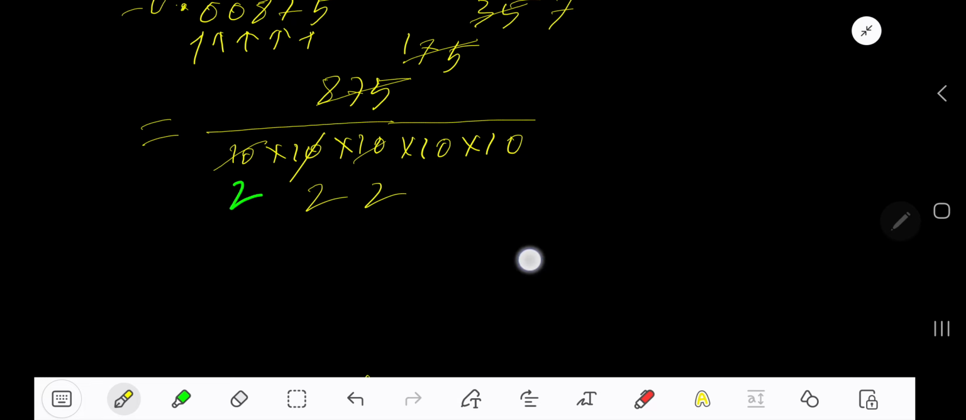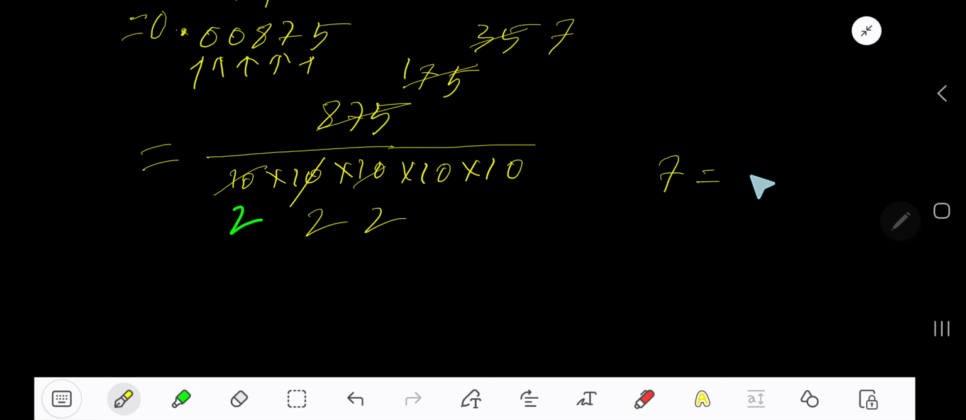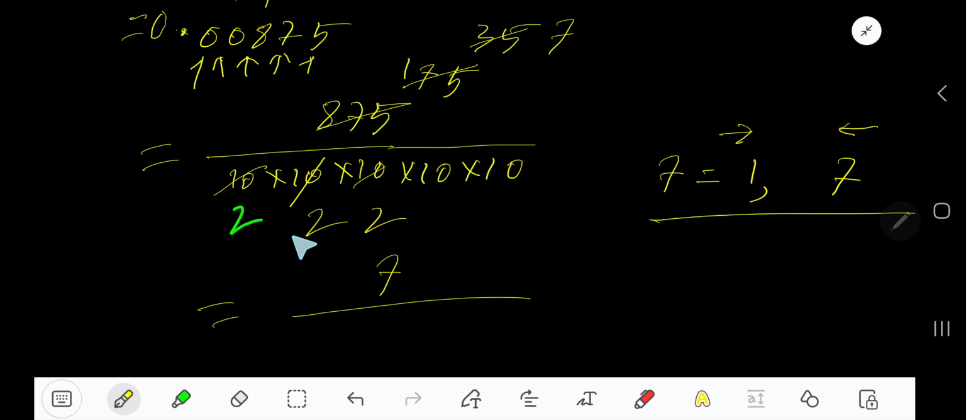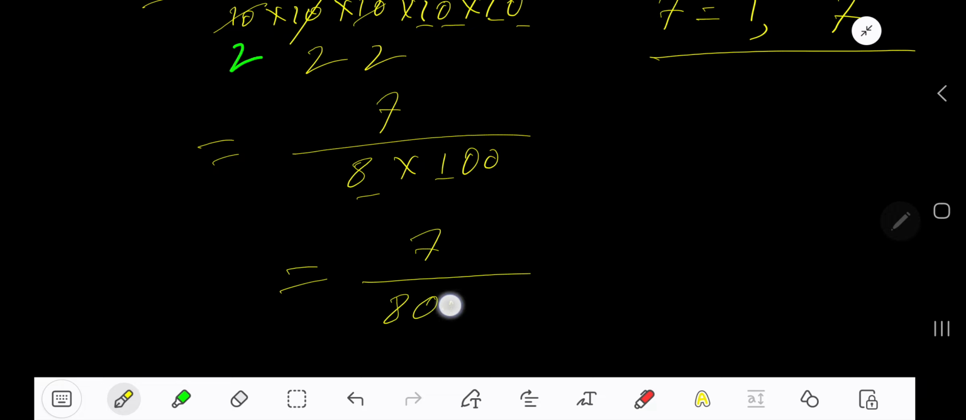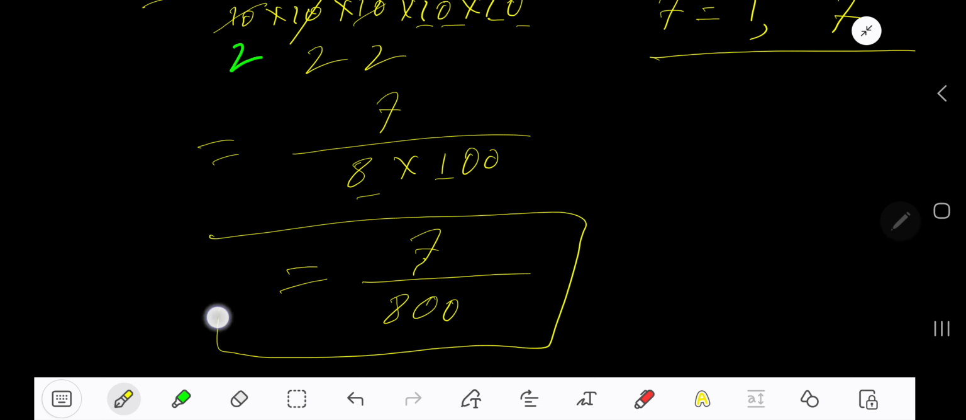Okay. The 7 is a prime number, and it has only two factors, 1 and 7. Okay. So write 7 over 8 times 100, that is 800. Since 7 is a prime number, the only common factor between this and this is 1. So we can say that this is the simplest form.